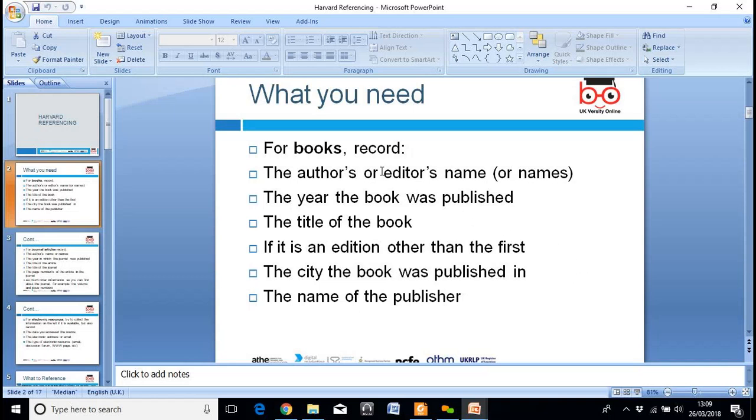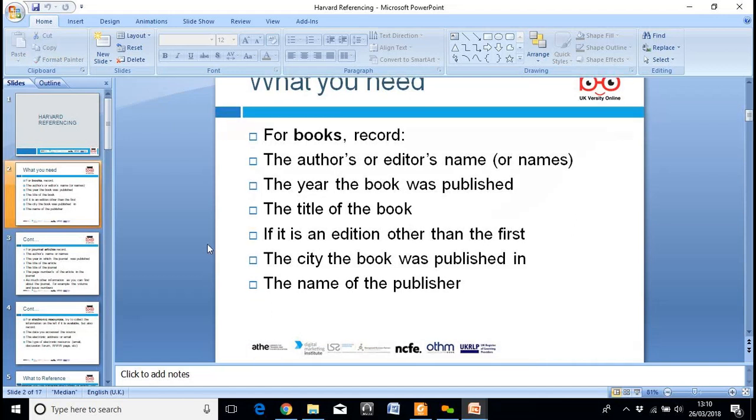For books, you need to record the author or the editor's name or names, the year the book was published, the title of the book, the edition if it's other than a first, then the city the book was published in, and the name of the publisher.